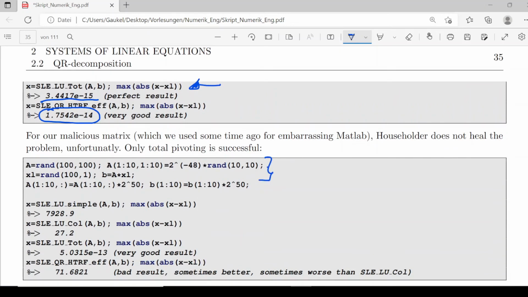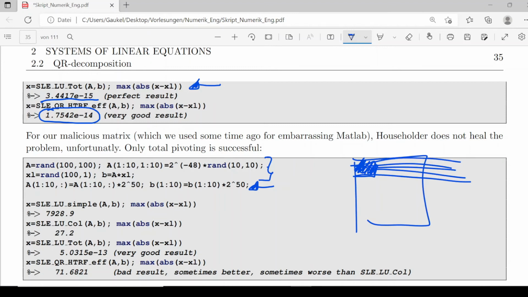Okay, here is our malicious matrix in the block here. Here we introduce numbers which are very close to 0, and now we multiply this line on the right hand side with a very large number, so column pivoting is fooled. And what do we see? The simple LU is very, very bad.